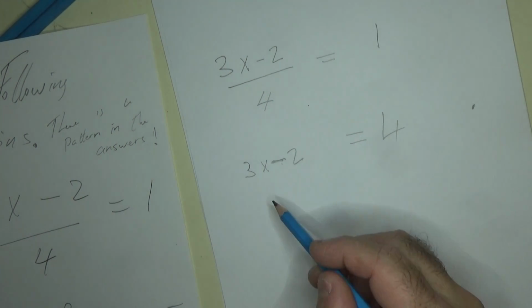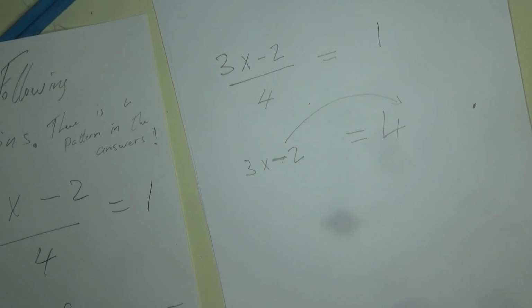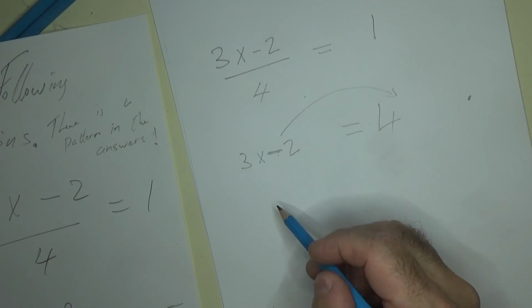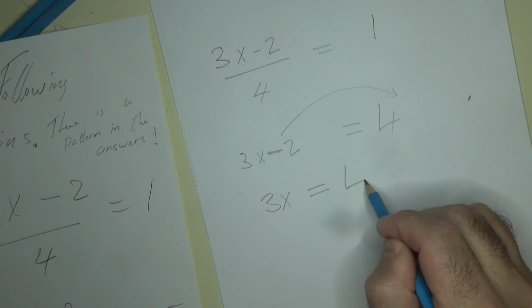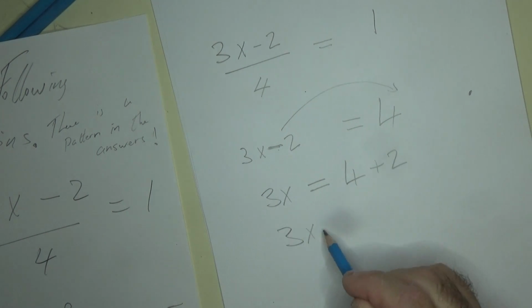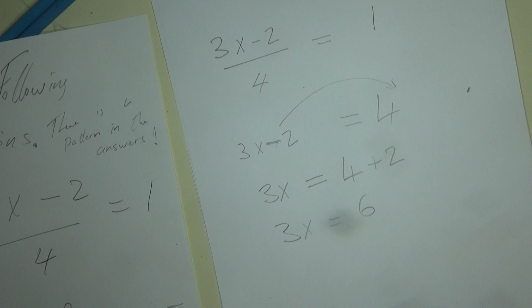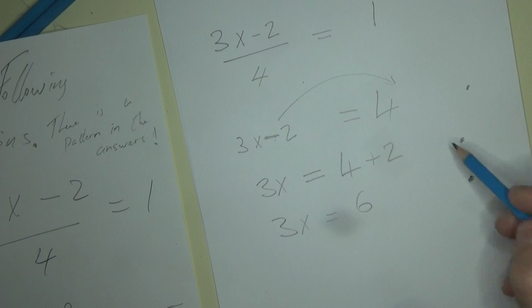Okay. Now the way that looks for us once we become a little bit advanced is that the minus 2 comes across to become plus 2. So we get 3x is equal to 4 plus 2. Calculating that, you get 3x equals 6. That's an equivalent equation as well, of course, but that's just not simplified. So these are the same.